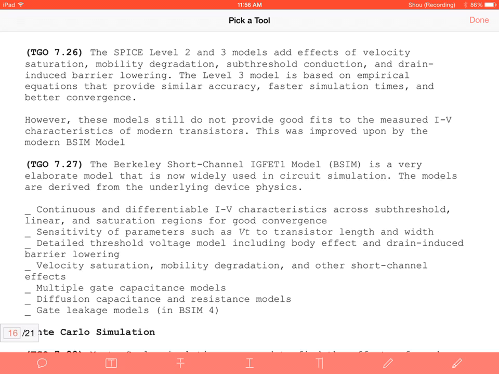So basically, the model that you guys saw earlier last class is huge. Now we're adding all kinds of different physical levels. Levels 2 and 3 added effects of velocity saturation, mobility degradation, subthreshold conduction, and drain-induced barrier lowering. So now you've learned very briefly about all that, and each one of those is its own separate field of physics, and all of those values are then put into your level 2 and level 3. Level 3 model is based on empirical equations that provide similar accuracy, faster simulation times, and better convergence. So your convergence, for example, we did a very brief example of that just now, trying to make our rise time and fall time the same.